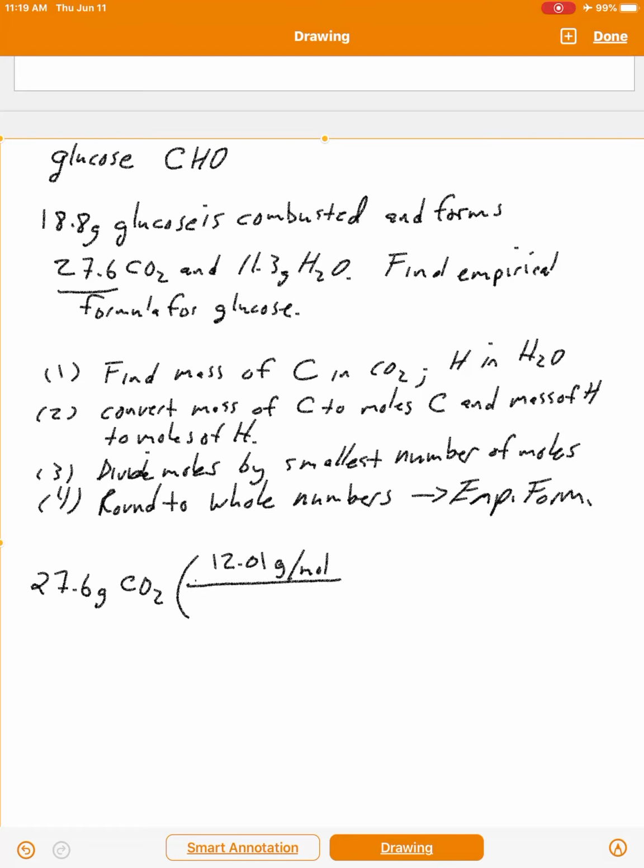The molar mass of carbon dioxide from the periodic table would be 44.01. Now, I'm not going to explicitly show you where I got that 44.01, but we learned that in the previous section, molar mass. Carbon dioxide has 1 carbon and 2 oxygens. Carbon weighs 12.01, oxygen weighs 16.00. There are 2 oxygens, so that's 32.00. If you add them together, you get 44.01. So if you take the mass of CO2, then multiply it by the ratio of the molar mass of carbon relative to the molar mass of carbon dioxide, that will give you the mass of carbon that's in the compound.